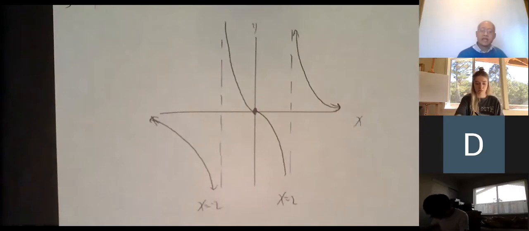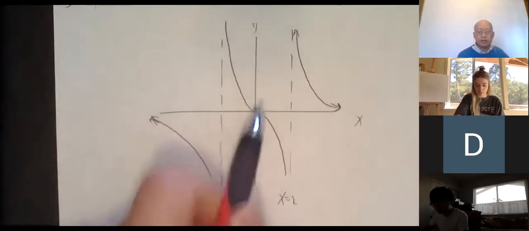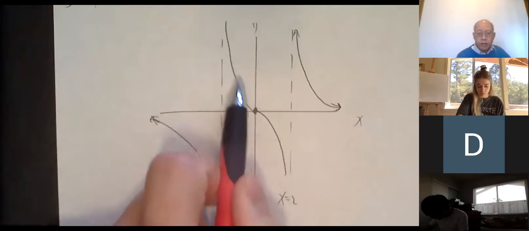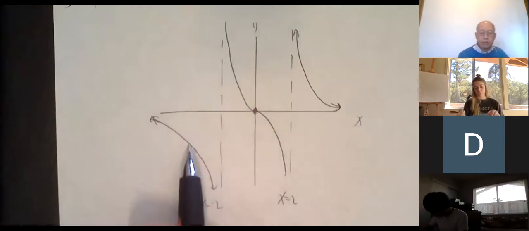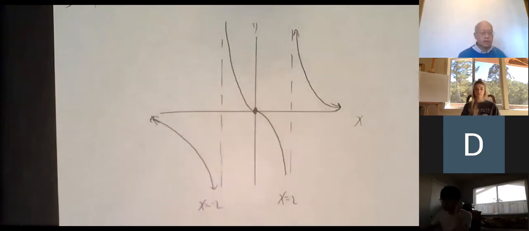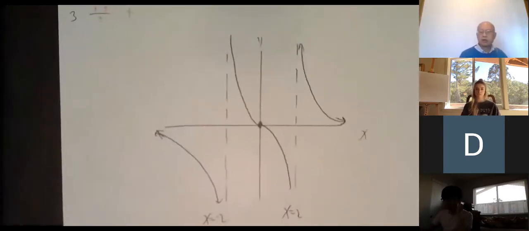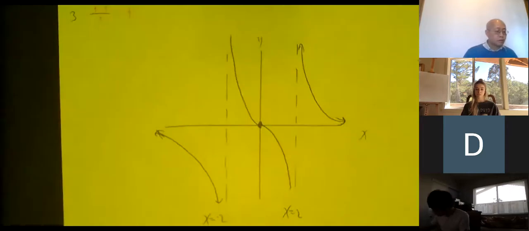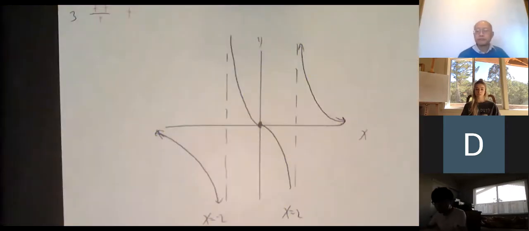Okay. And you may notice it is an odd function. I have symmetry with respect to the origin. So a point here would reflect over to there. A point here would reflect over to there. A point here would reflect over to there, and so on. So here's the entire graph for the problem. Okay, so you can see there's a lot to it for these graphs.